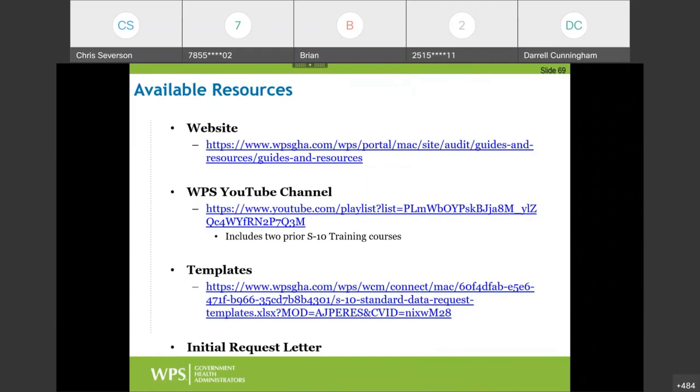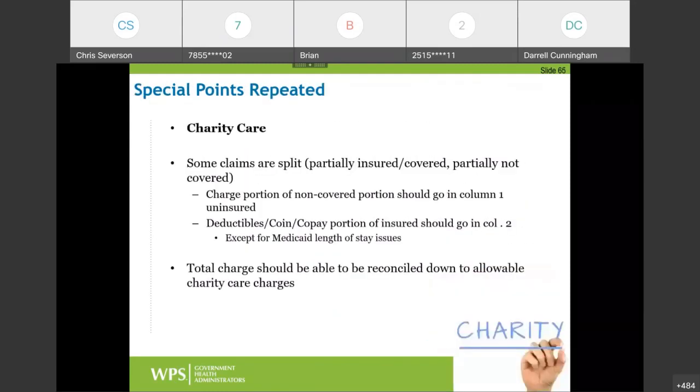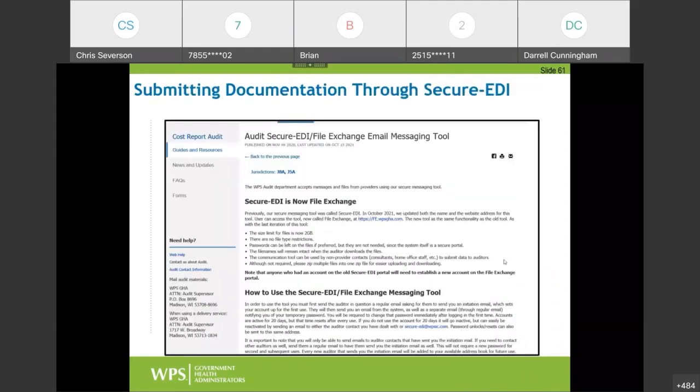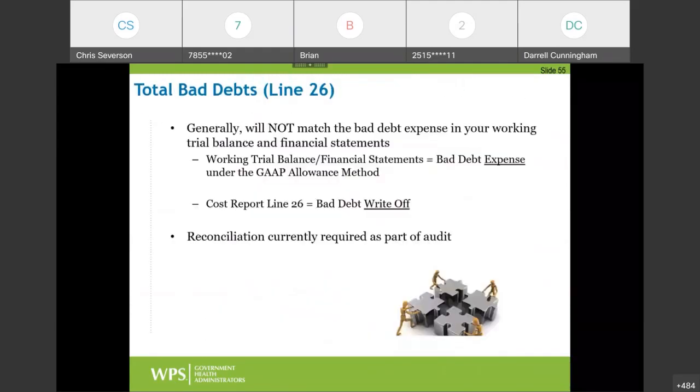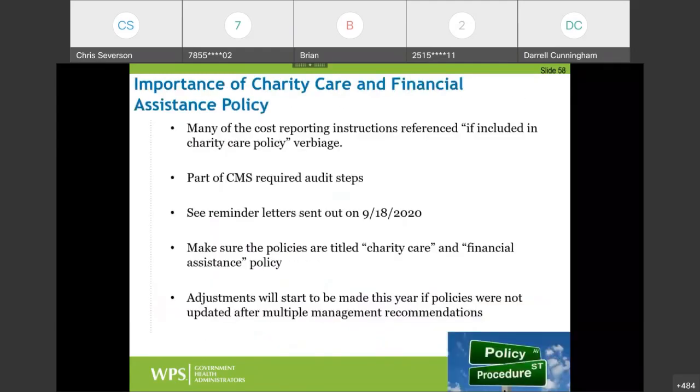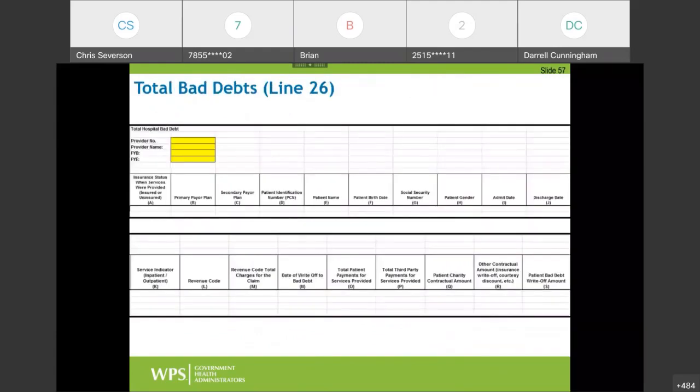And let's see, how can this allowable bad debt and charity be determined in the listings? Oh, you're probably talking about the total amount, maybe. So let me go back to the listing here. The bad debt that we're looking for is going to be right here. There's going to be a total at the very bottom, a total column, and column S would be what we're looking for, the bad debt.